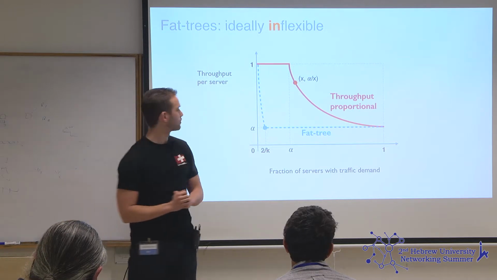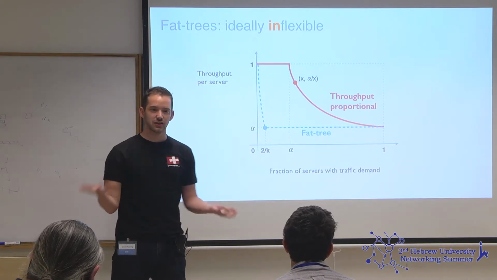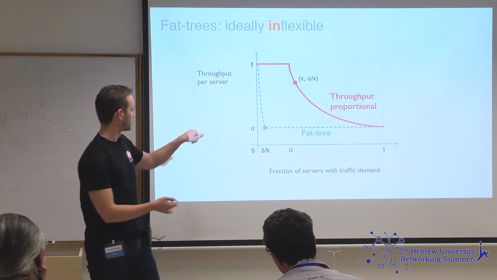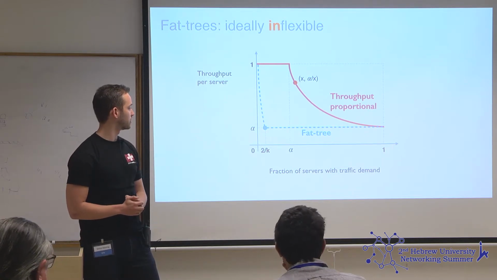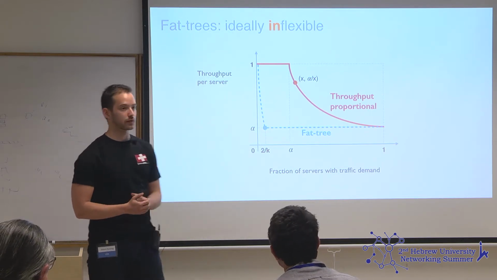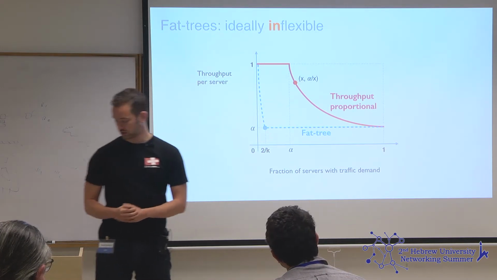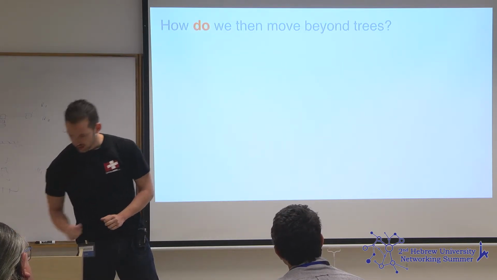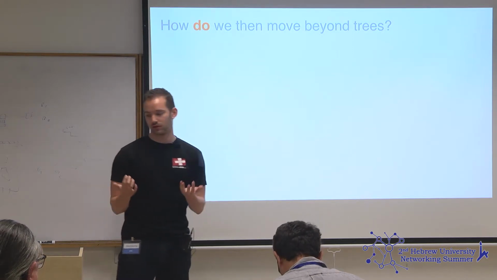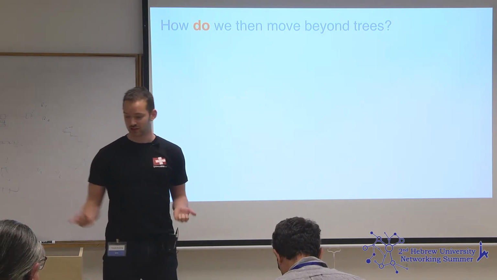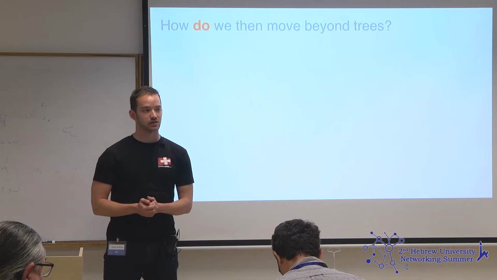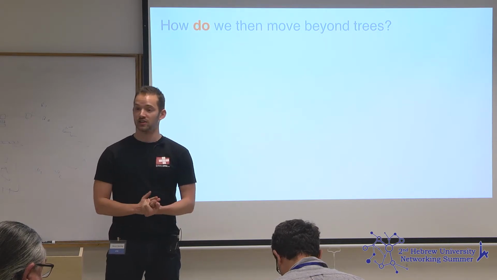So fat trees themselves are actually ideal inflexible. An alpha-oversubscribed fat tree is very far from the metric and very far from the ability to handle skewed workloads. So I've now told you what doesn't work, so fat trees, or in other words, trees.